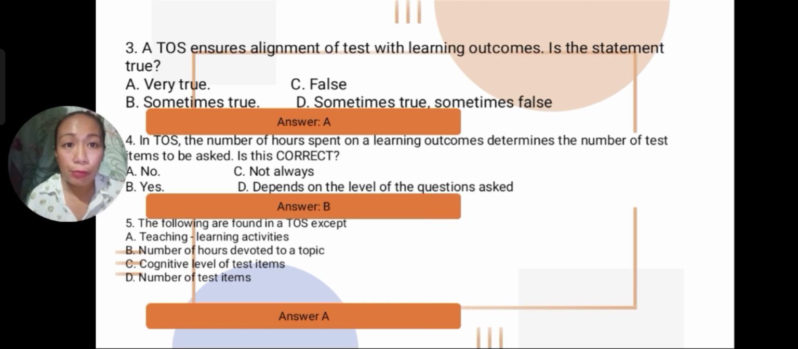In the TOS, the number of hours spent on the learning outcomes determines the number of test items to be asked. Is this correct? The answer is letter B, yes. The following are found in the TOS except: the answer is letter A, teaching learning activities.